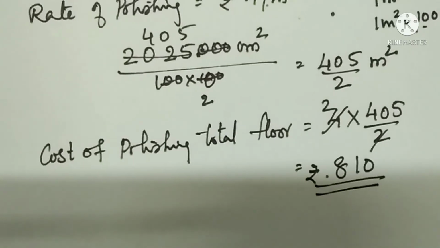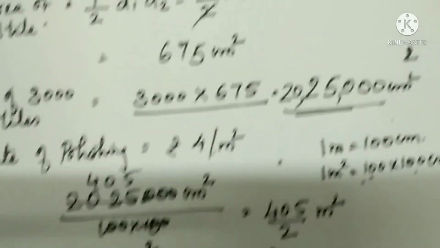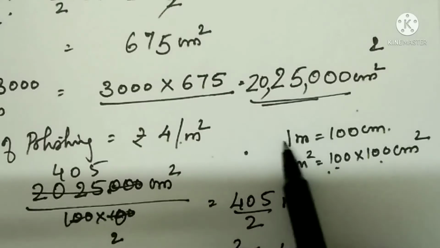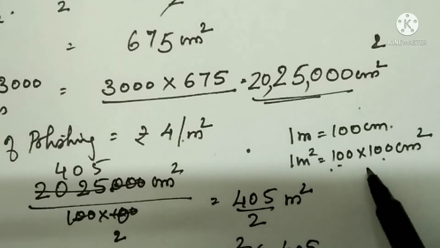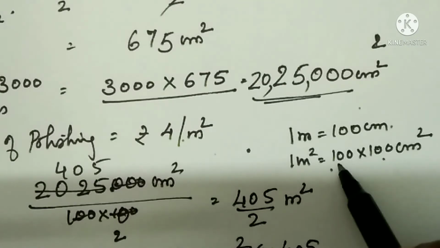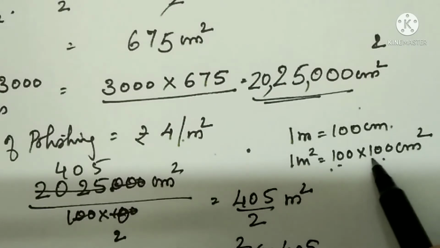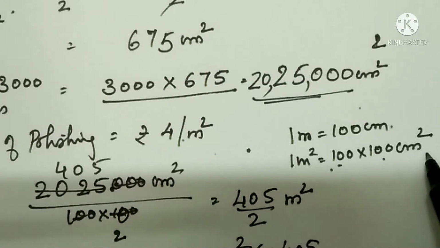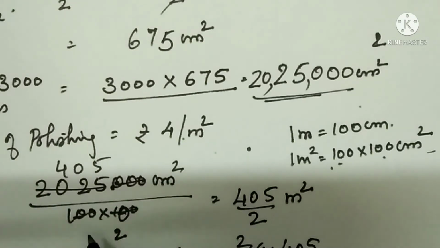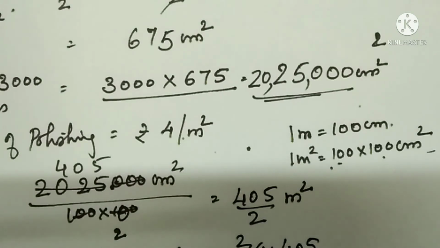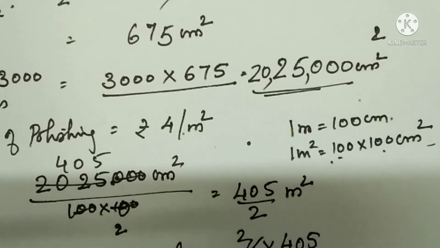So what did we do here? First we found out the area. Here you need to take care. 1 meter is 100 centimeters. So 1 meter square is how much? 100 into 100, that is 10,000 centimeter square. So first we have to divide the total area by 10,000. So we got 405 upon 2. Okay. This part you need to take care.